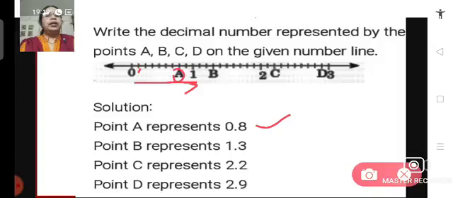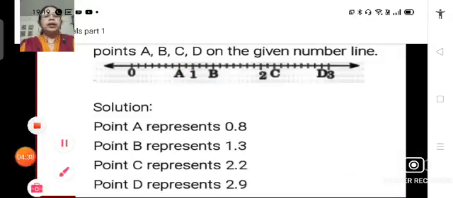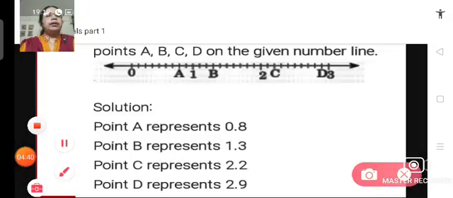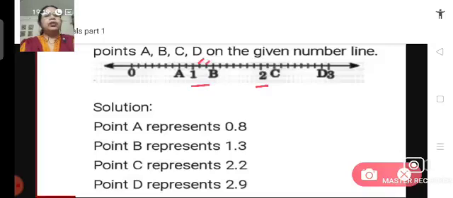Now, point B. Point B lies between 1 and 2. Again, the space between 1 and 2 is divided into 10 equal parts, and B is the third point. That means it represents 1.3. First one is 1.1, second one is 1.2, and third one B is 1.3.